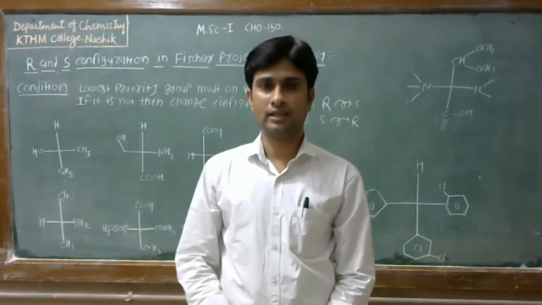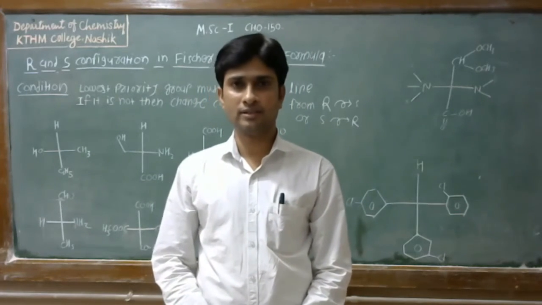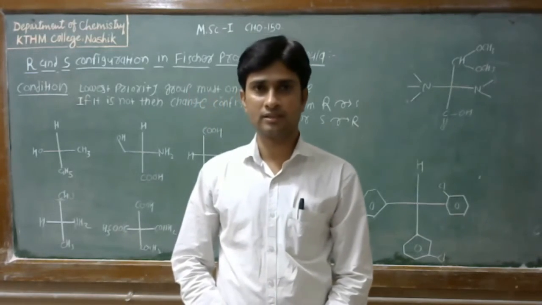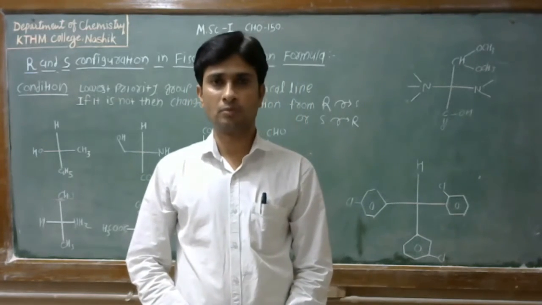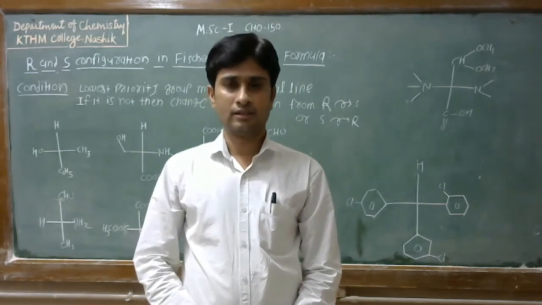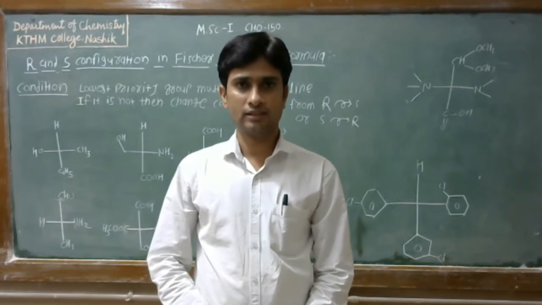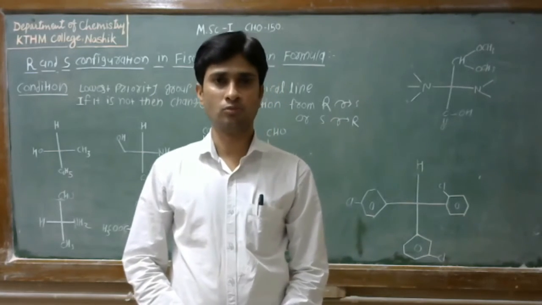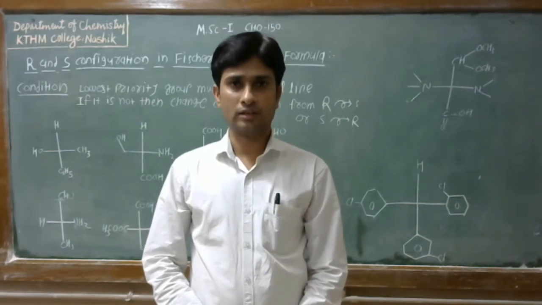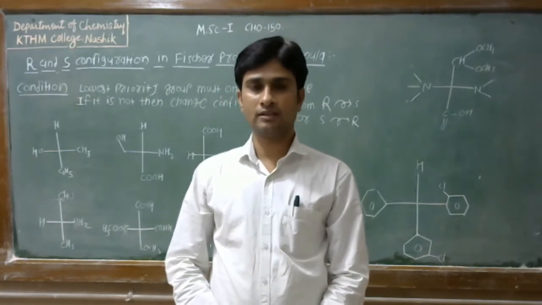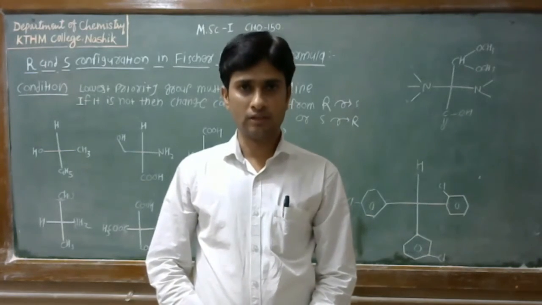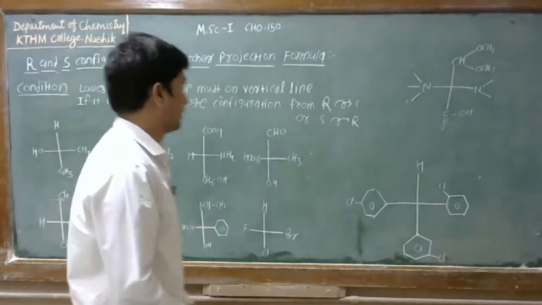Hello friend, in the last lecture we discussed the R and S configuration in three-dimensional structure in the tetrahedral type of compound. In this lecture we are going to discuss R and S configuration in Fischer Projection Formula, which has one chiral atom and two chiral atoms. Let us start our lecture with Fischer Projection Formula, which has one chiral carbon atom.